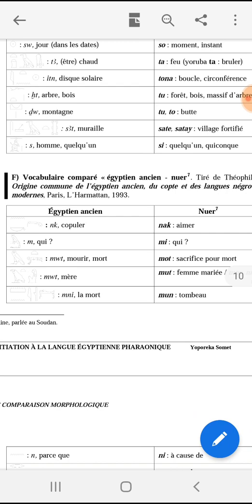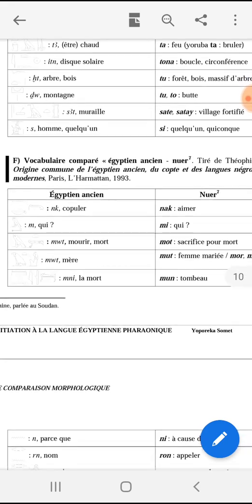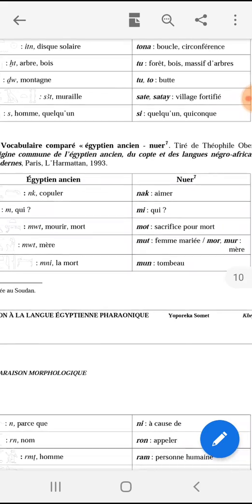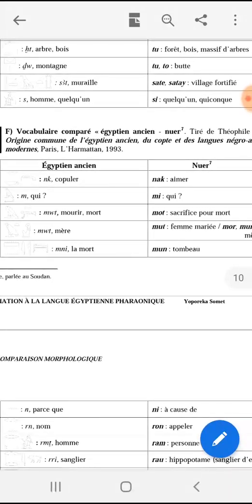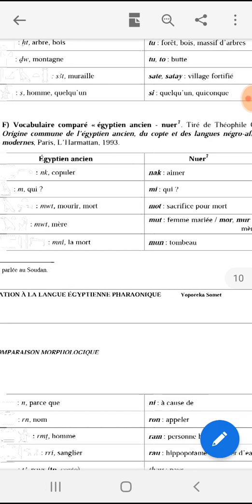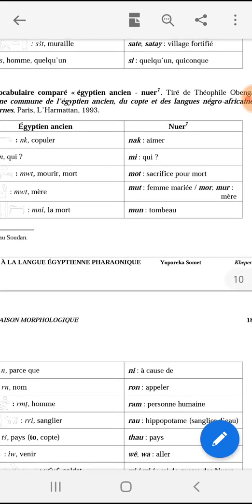Medu-Neter, M means who. In Nuer, Mi means who. In Medu-Neter, you have the word Mut, which means to die or dead. In Nuer, Mot, meaning sacrifice for dead. Medu-Neter, Mwt, which means the death. In Nuer, Moon, which means tomb. Not tombstone, tomb.